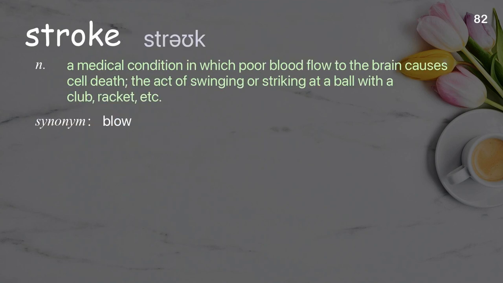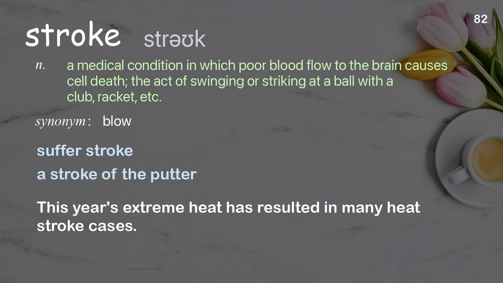Stroke. A medical condition in which poor blood flow to the brain causes cell death; the act of swinging or striking at a ball with a club, racket, etc. Examples: suffer stroke, a stroke of the putter. This year's extreme heat has resulted in many heat stroke cases.